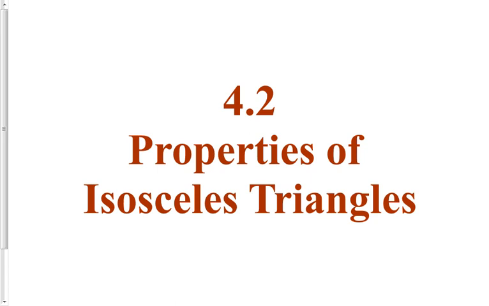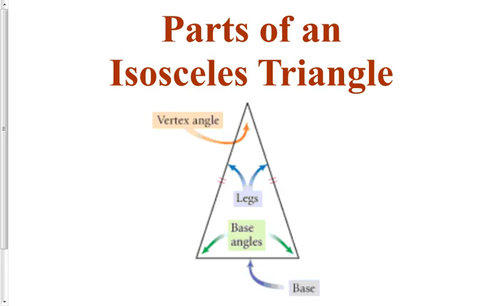Hey everybody, this is section 4.2, Properties of Isosceles Triangles. So this is going to be a pretty brief lesson. We start with the parts of an isosceles triangle, and you can see the picture of the isosceles triangle here. Notice, certainly by definition, an isosceles triangle is a triangle that has at least two congruent sides, and you can see those congruent sides happening right here.